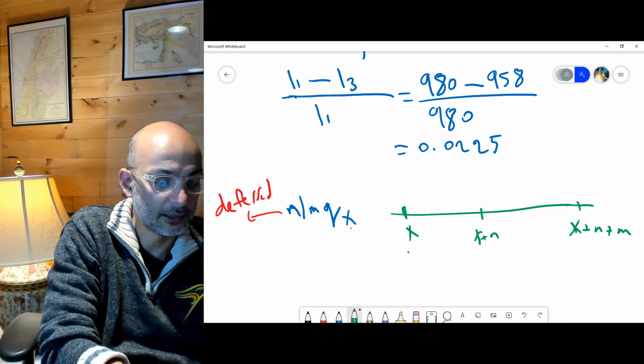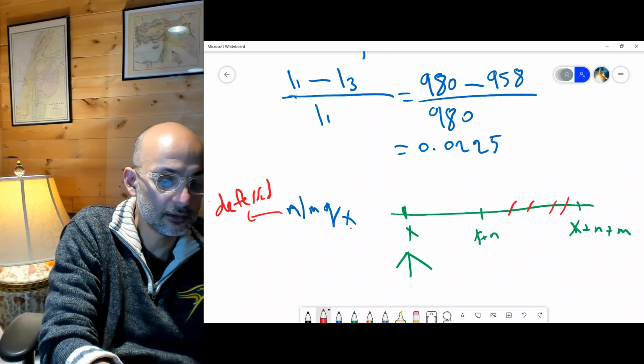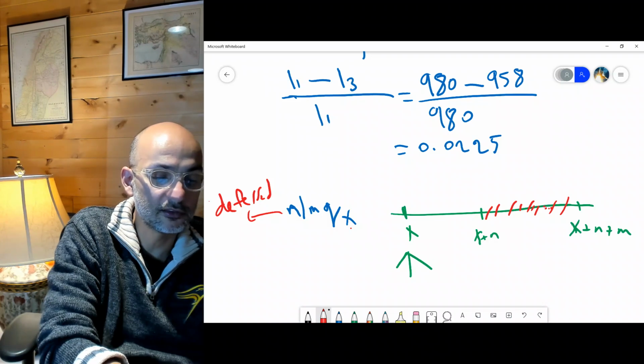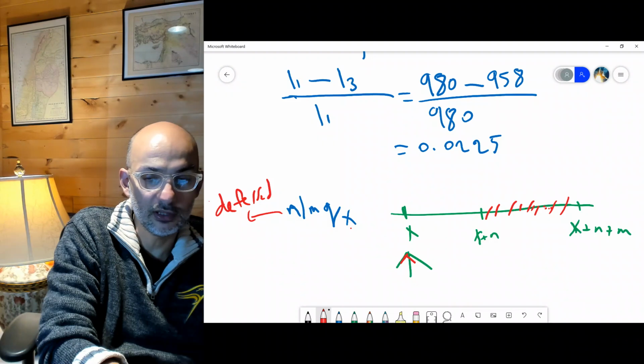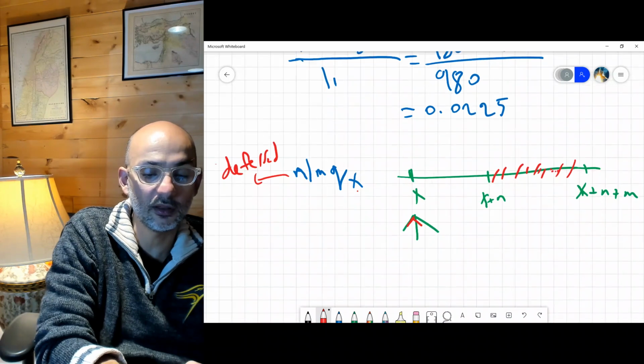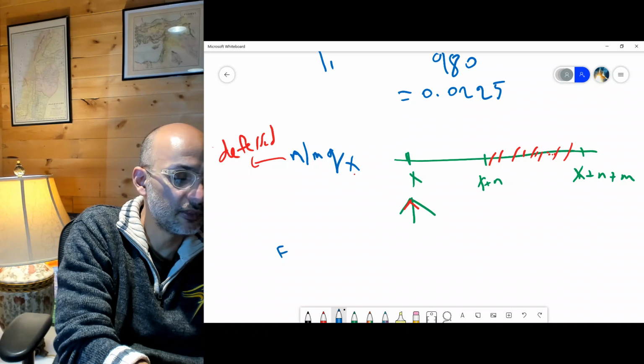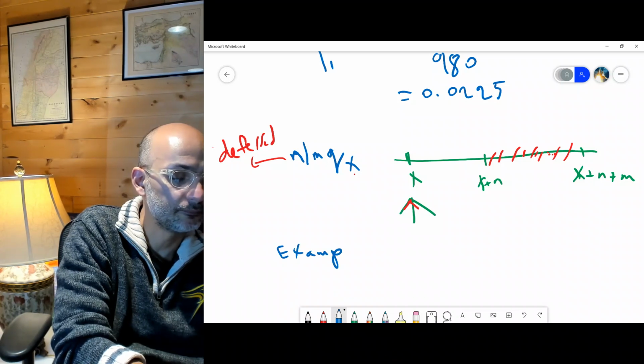So you are here. We need the probability of dying here for somebody selected at random at age x. What's the probability for that individual to die between the age x plus n and x plus n plus m? We did this one. Let's take an example based on the table we looked at.